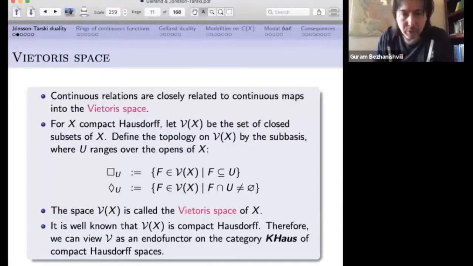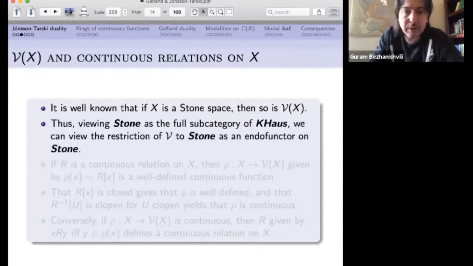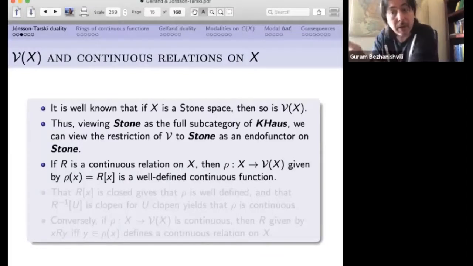Why am I mentioning all of this, right? The reason I'm mentioning all of this is because this understanding of continuous relations is going to happen through this Vietoris space. Now, let's go back to our Stone spaces, and now let's think about the connection between these continuous relations and continuous functions into the Vietoris space.